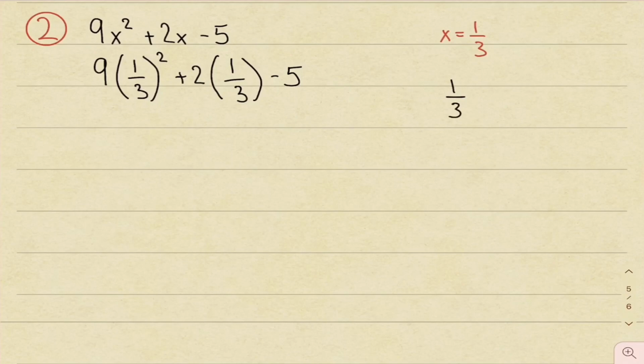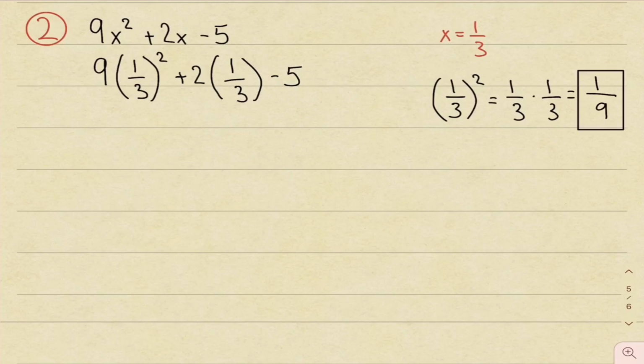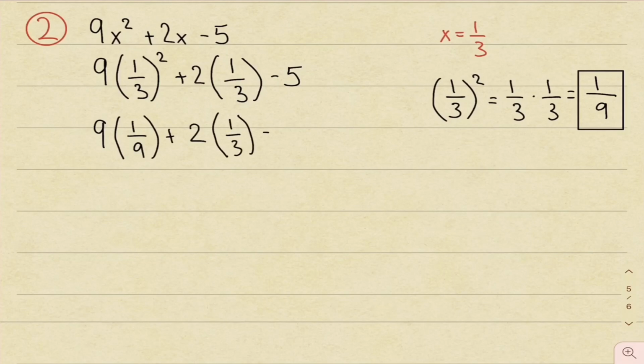I have 1 over 3 to the power of 2. That's just 1 over 3 multiplying itself 2 times. So I have 1 over 3 times 1 over 3. Now how do we multiply fractions? If you don't know how to do that, go ahead and watch our lesson 5. So I multiply the top with the top, which is 1 times 1. And then bottom with the bottom, which is 3 times 3. So I have 1 over 9. So now I have 9 times 1 over 9 plus 2 times 1 over 3 minus 5.